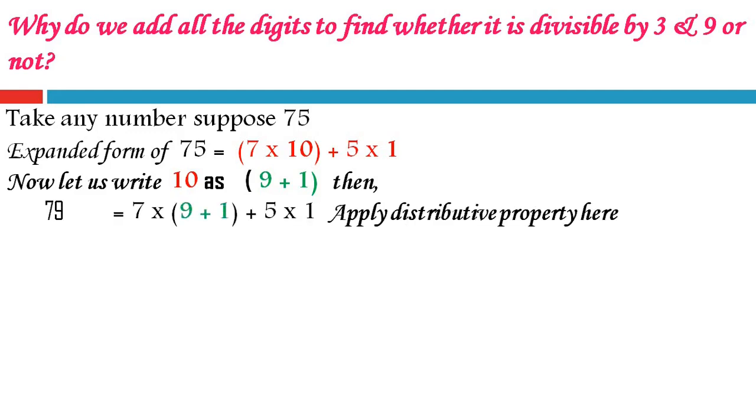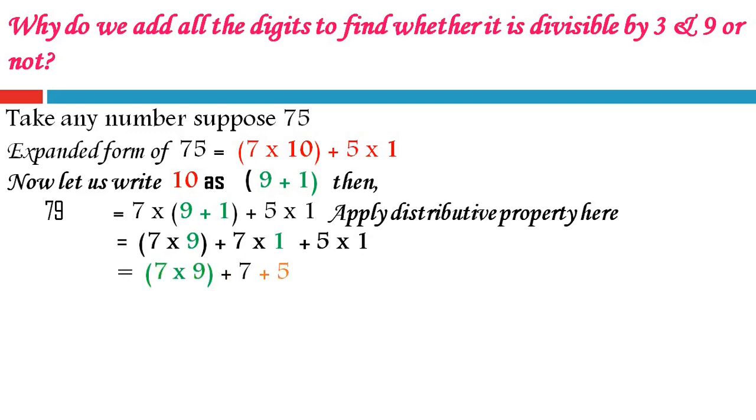Now apply the distributive property here. What will you do? You will multiply 7 by 9. You will multiply 7 by 1 also. And then you will add the results. So let us write it. After applying the distributive property, I have got 3 terms over here. Let us simplify and write.